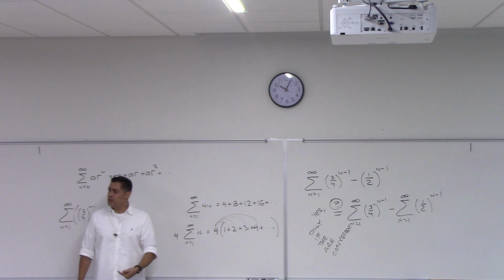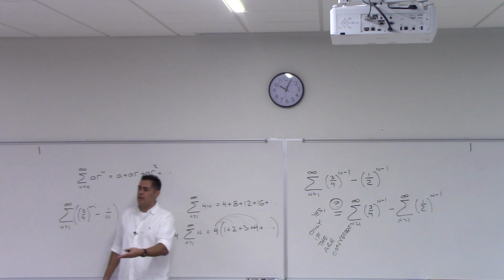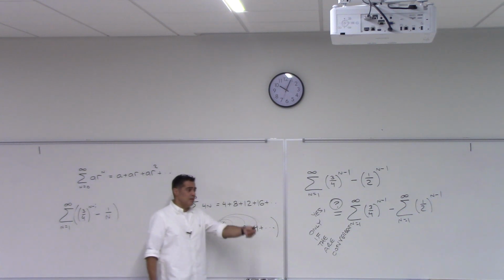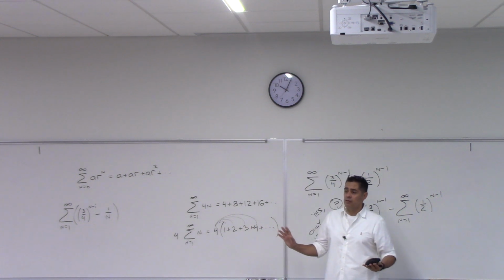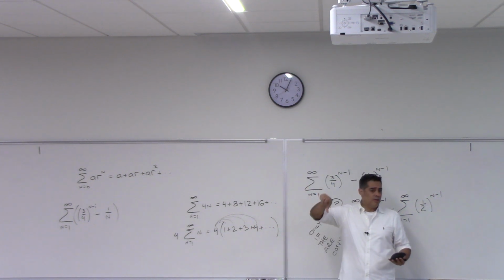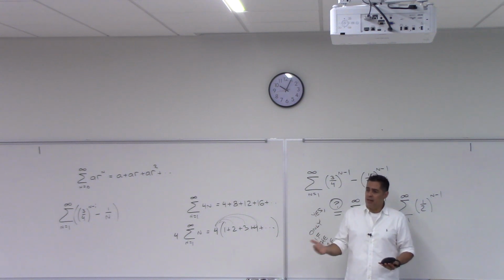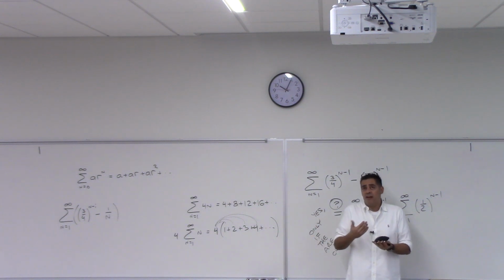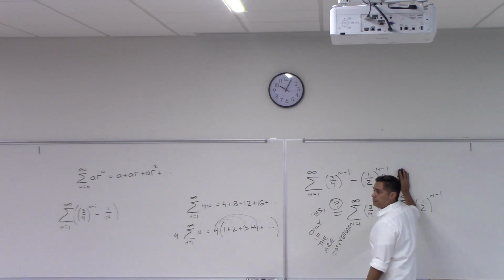In this section, we're going to start using tests to determine whether or not a given series converges or diverges, and that's all we're going to be able to answer. It either converges or diverges, and that's it. We will not be able to find the sum, and that won't be our task. That's not going to be our goal, all right? So how are we going to do it?